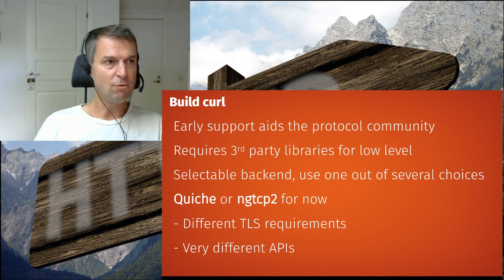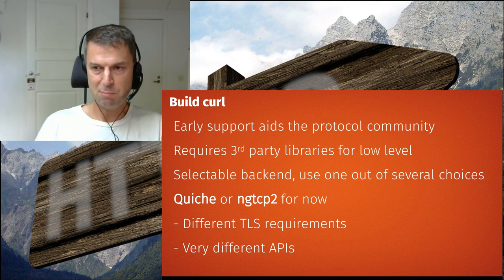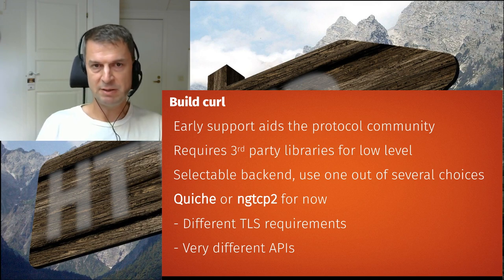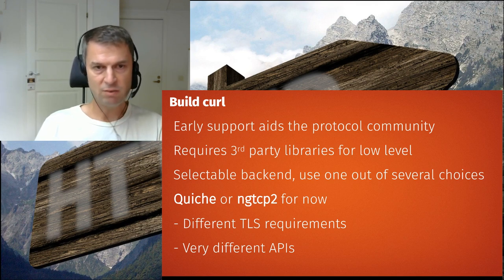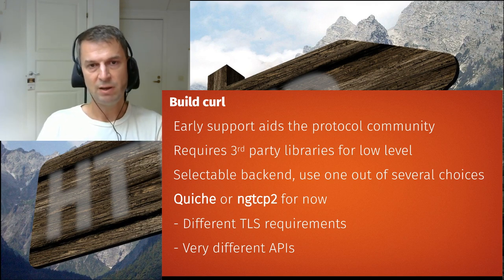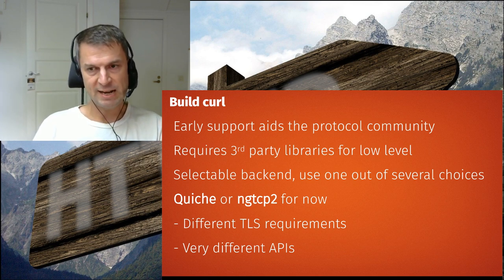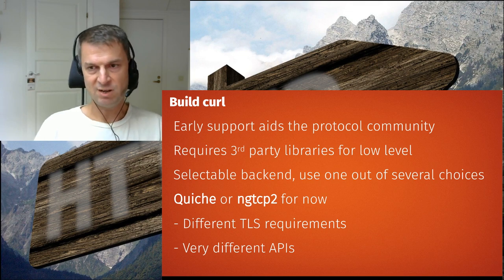And they're also very different libraries. They have very different APIs. Quiche has both QUIC and HTTP3. ngtcp2 only does QUIC. ngtcp2 is very callback oriented. Quiche is not. ngtcp2 is designed as being TLS library independent, so a lot of TLS magic goo is done by us to support it. So they're very different.